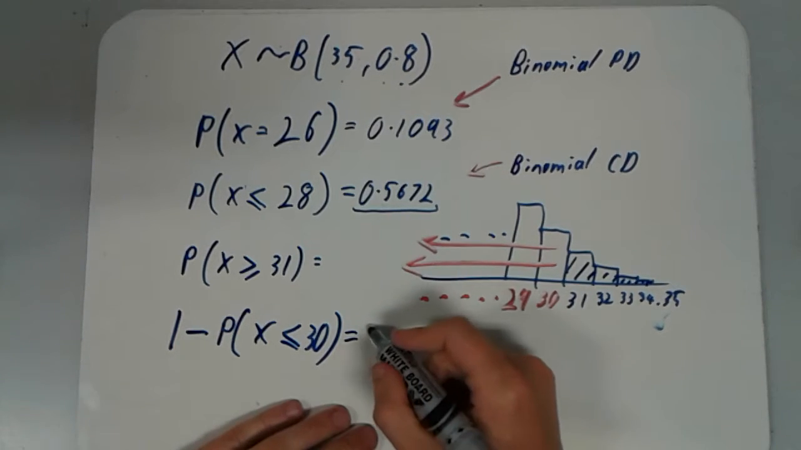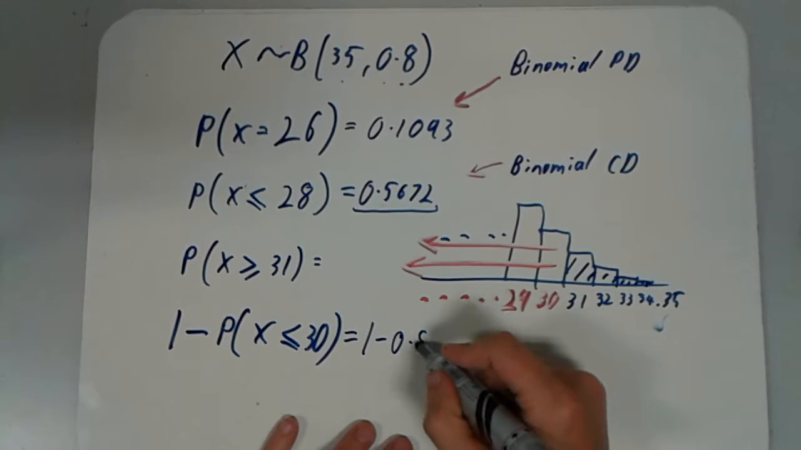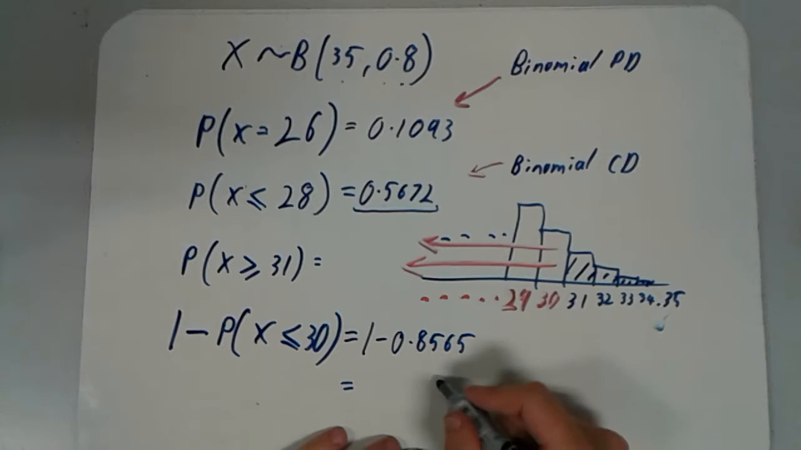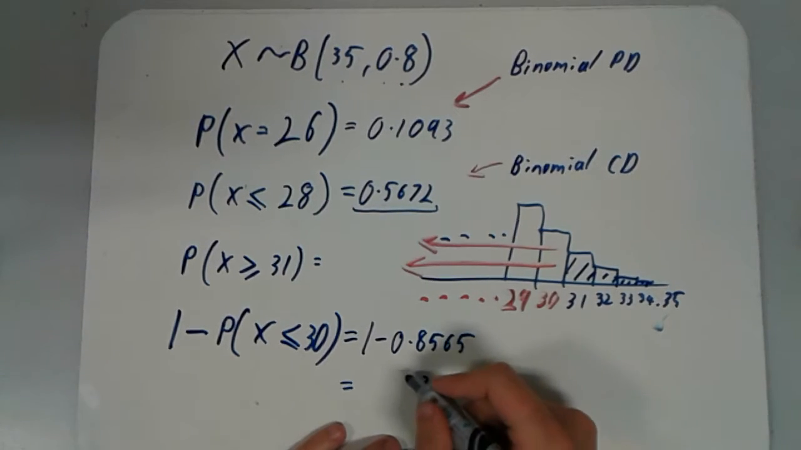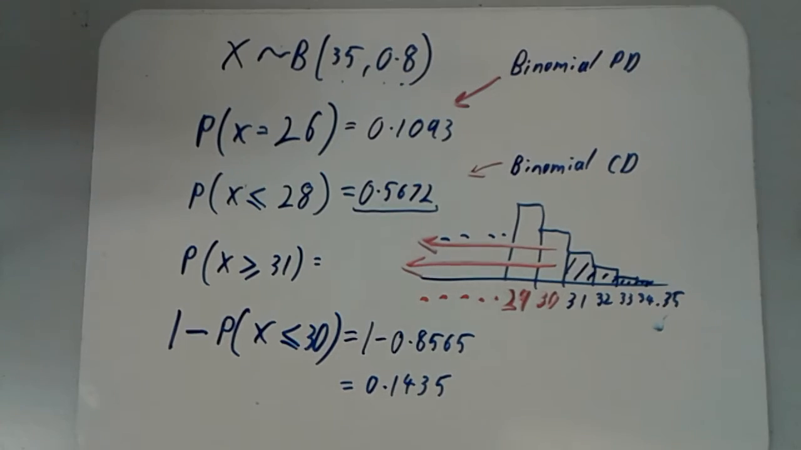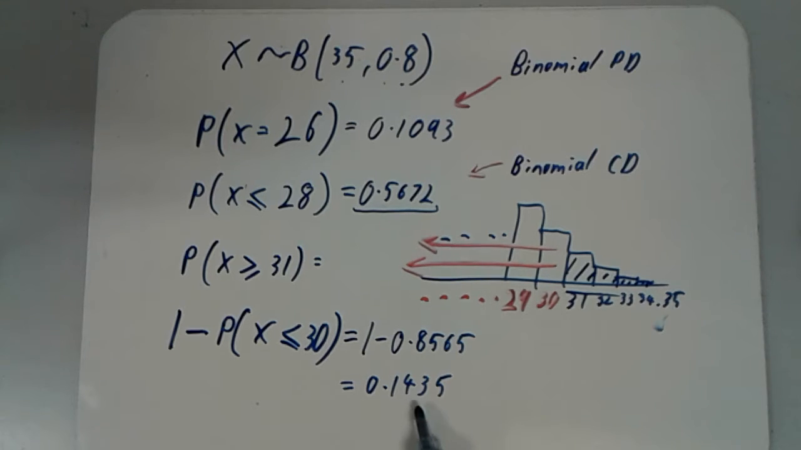So what we actually put in the calculator is less than or equal to 30. Putting that in the calculator gives us 0.8565. 1 minus that is our probability. Again, less than half as expected. It's a reasonable answer. Always check to make sure your answers are reasonable. It's very, very easy to leave your calculator in the wrong mode.